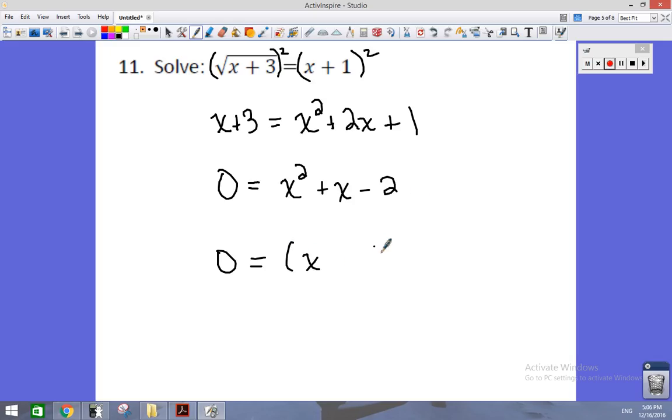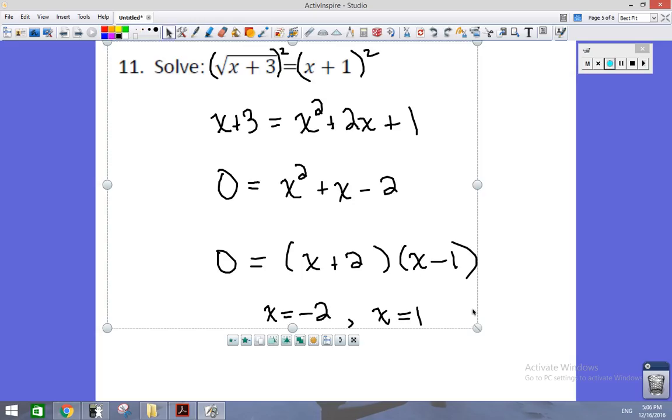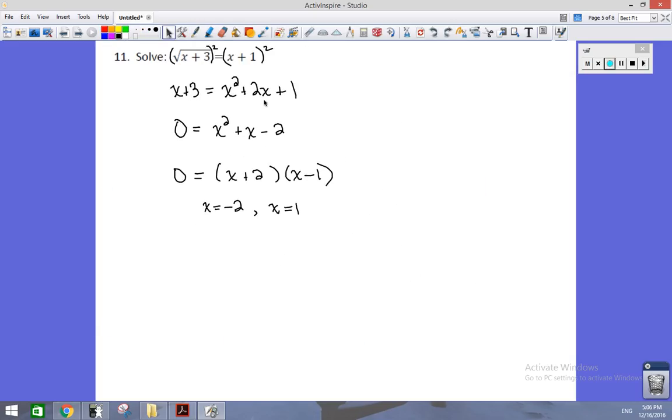We've got x plus 2 times the quantity x minus 1, and we have a zero product theorem that says that if you have a product that equals 0, then at least one of the factors has to be 0. So either x is equal to negative 2 or x is equal to positive 1. So those are my two possible solutions. I need to check those in the original equation.